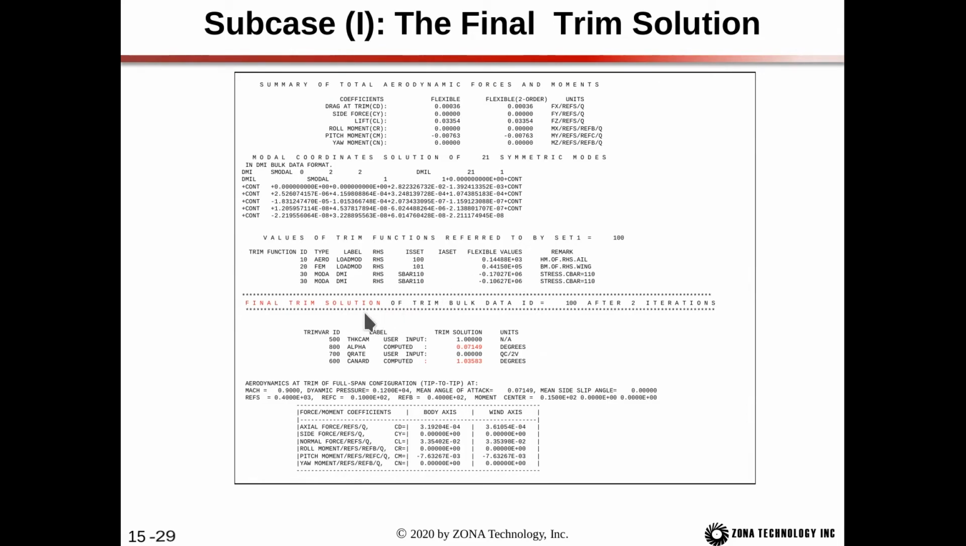And then the final trim solution after 2 iterations is printed here. So our thick cam, remember that was restricted to be 1. Alpha is 0.07 degrees. Q rate, that was a user input, is 0. And the canard, which is computed by the trim module, is 1.035 degrees. And then we have the final forces and moments at the trim solution output here.